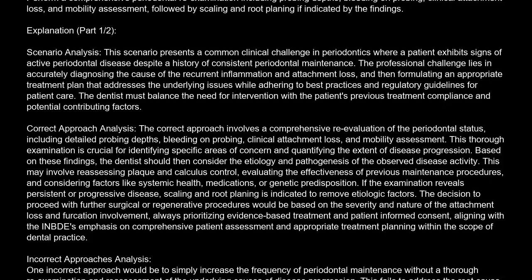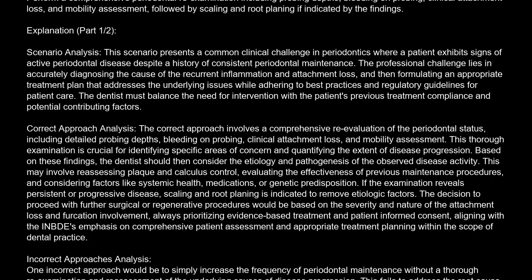Correct approach analysis. The correct approach involves a comprehensive reevaluation of the periodontal status, including detailed probing depths, bleeding on probing, clinical attachment loss, and mobility assessment. This thorough examination is crucial for identifying specific areas of concern and quantifying the extent of disease progression. Based on these findings, the dentist should then consider the etiology and pathogenesis of the observed disease activity. This may involve reassessing plaque and calculus control, evaluating the effectiveness of previous maintenance procedures, and considering factors like systemic health, medications, or genetic predisposition.